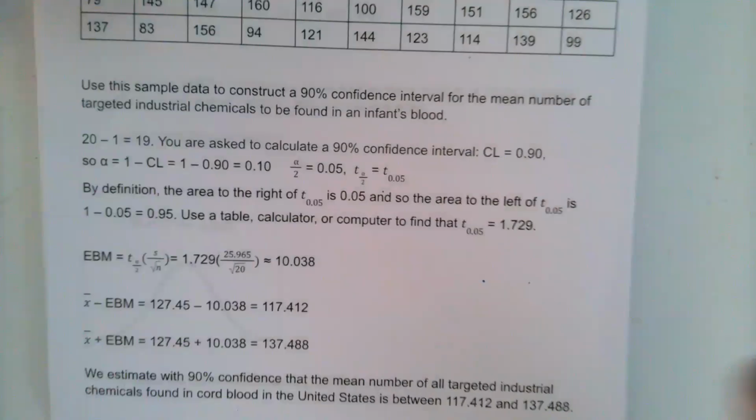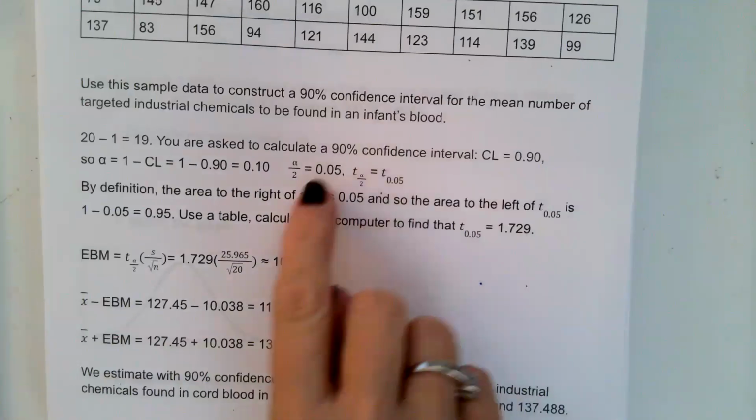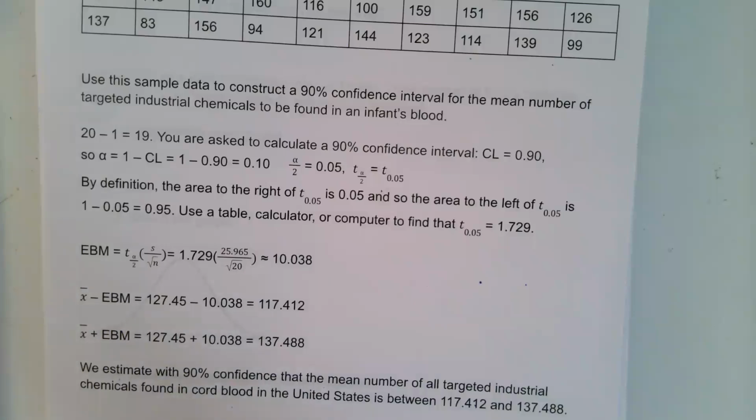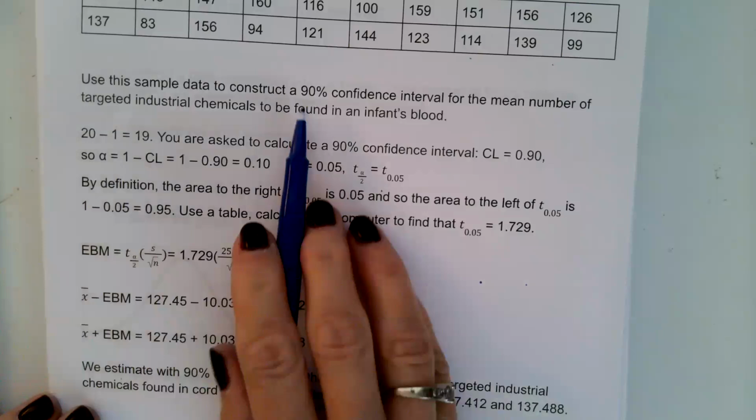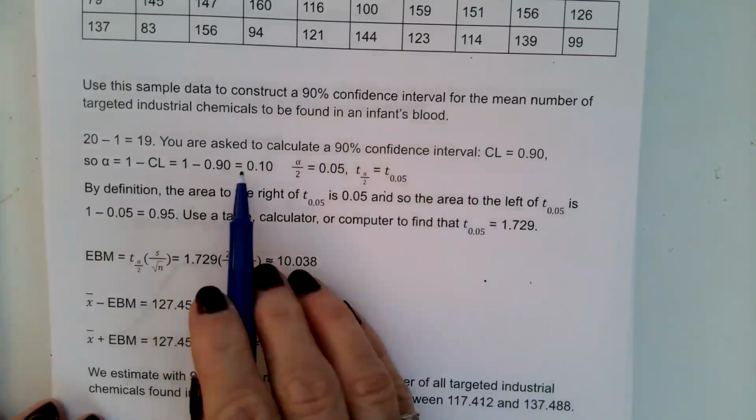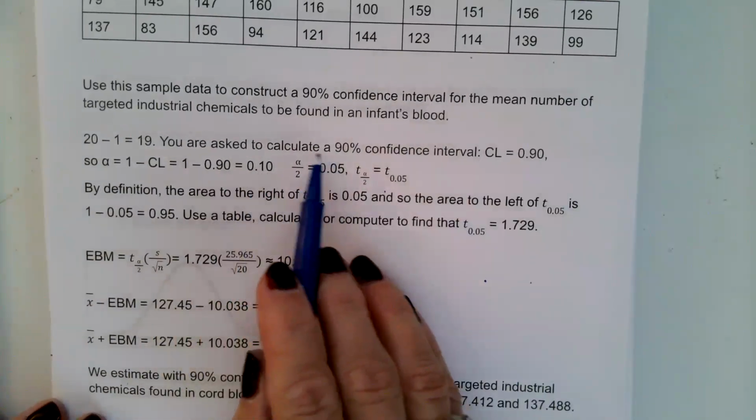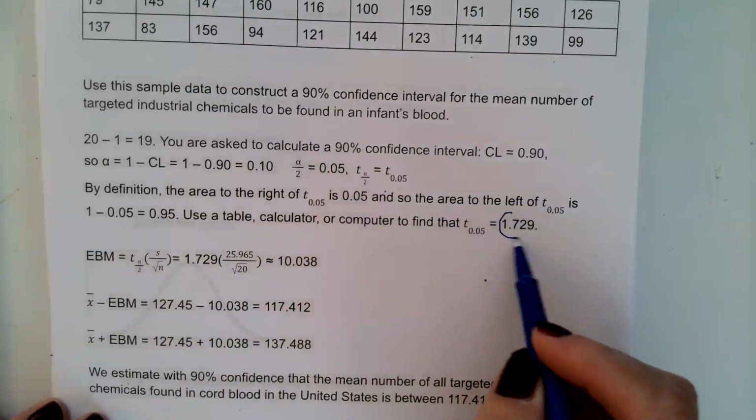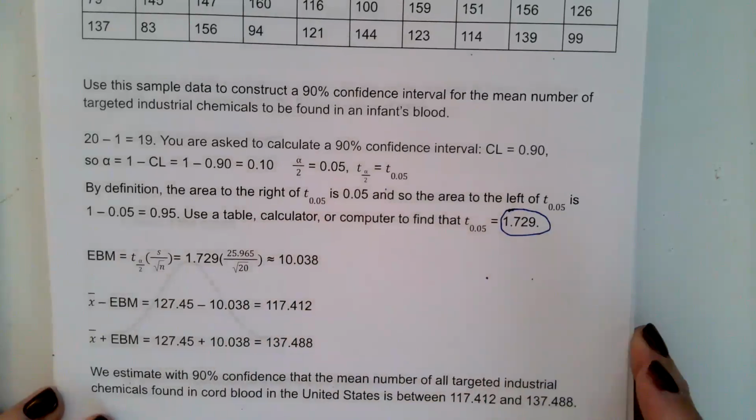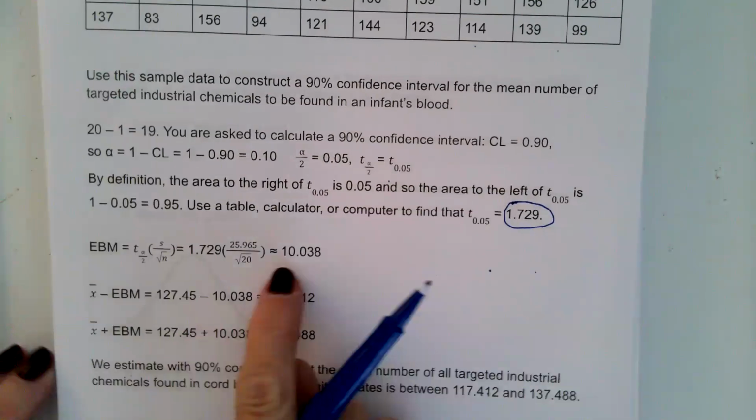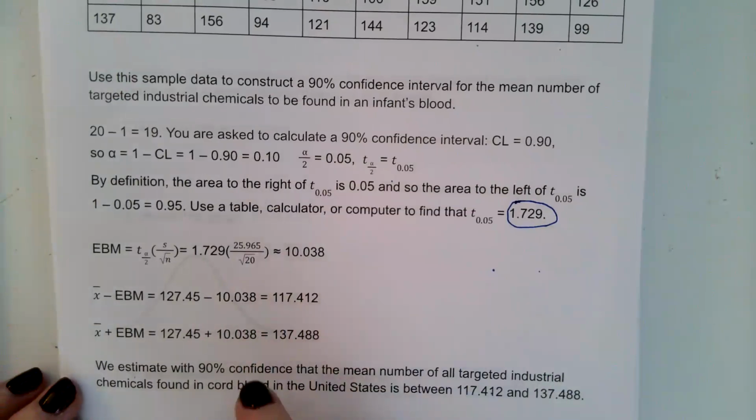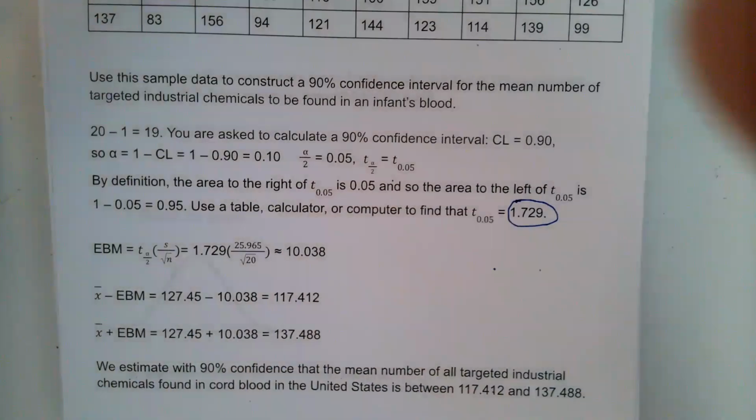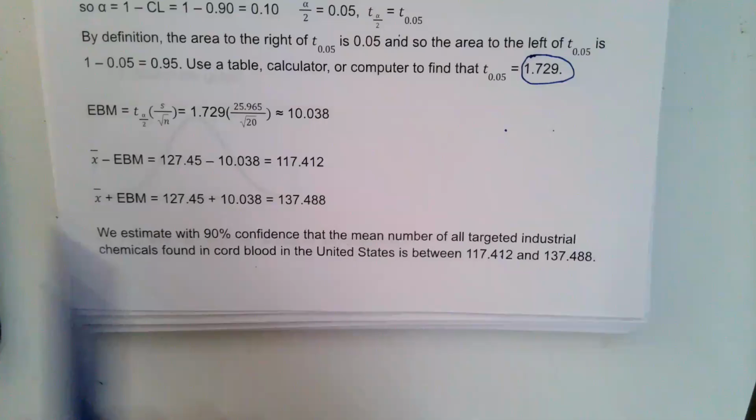So we had our sample of 20, that means our degrees of freedom is 19. Because our confidence level is 90, our alpha is 0.10, our alpha divided by 2 is 0.05. So our critical t-value is going to be 1.729 right here. And then I found the margin of error, and we found the lower and the upper, and we have a description.